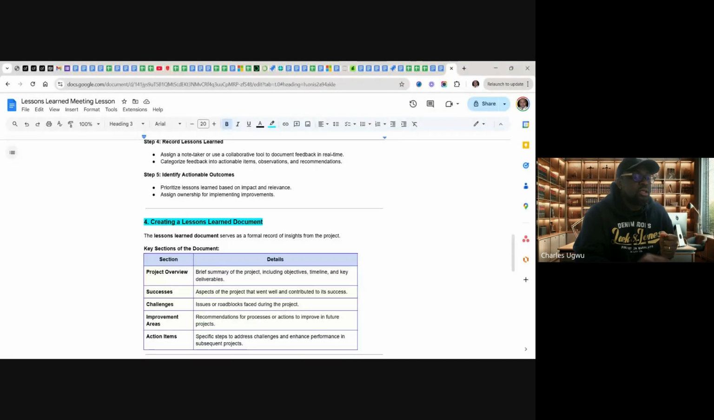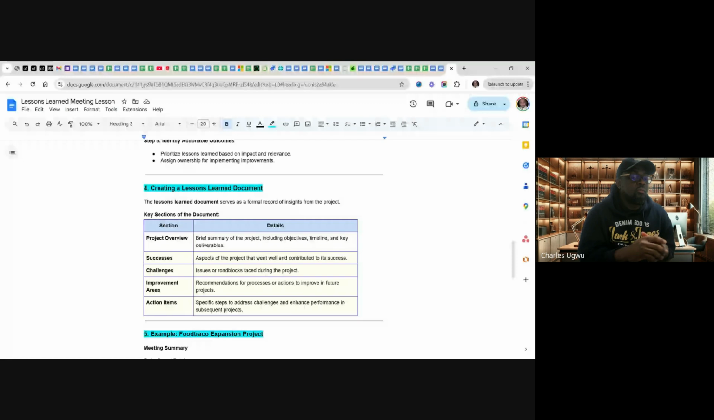So creating the document, having the meeting, doing everything, but having the document is another way, because this document is what we are going to be archiving in the project management office. So the document, we should have this kind of section or template in our document where we'll have the project overview, successes, challenges, improvement.